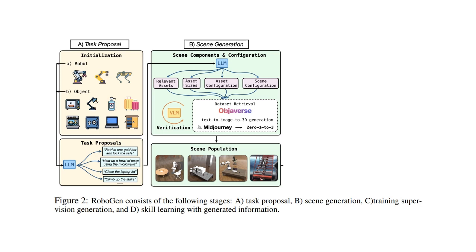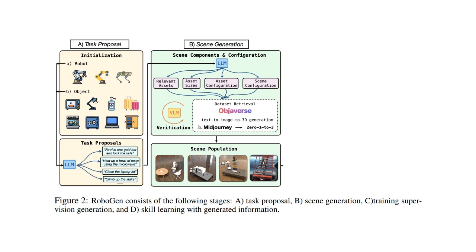Secondly, scene generation. RoboGen creates scene components and configurations based on task descriptions and retrieves or generates object assets to populate the scenes. The system uses language descriptions to obtain objects, adjusts their sizes, initializes their configurations, and specifies the scene's spatial relationship, all of which contribute to creating diverse and appropriate training environments for robotic skill acquisition.